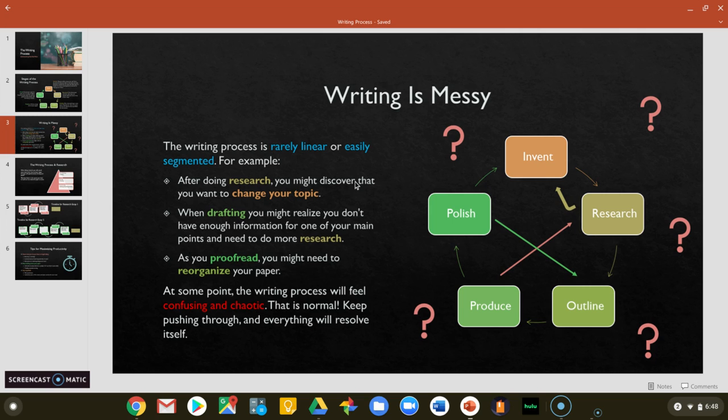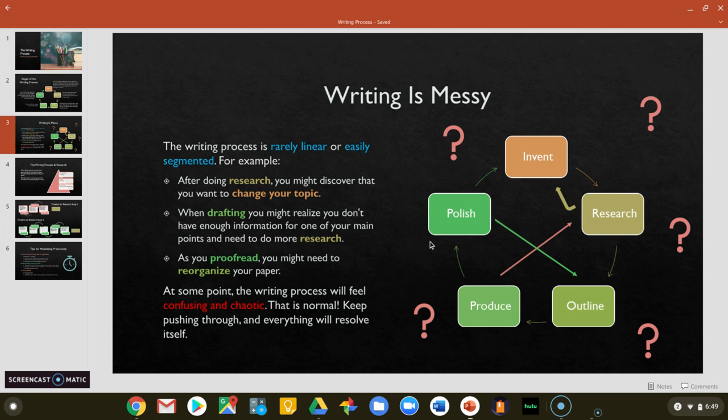So take, for example, let's say after doing research, maybe the writer discovers, I don't like this topic. I want to do a different topic. They're going to then go back to the invent stage. Or maybe in the middle of drafting and producing their paper, they realize, oh, I didn't get enough research on this one area for my paper. I need to go back and find more sources. Or maybe in the middle of proofreading their paper, they realize, oh, this organization that I thought would work, it doesn't. I need to kind of go back and rethink the outline for my paper and then do some copying and pasting within the draft of my paper.